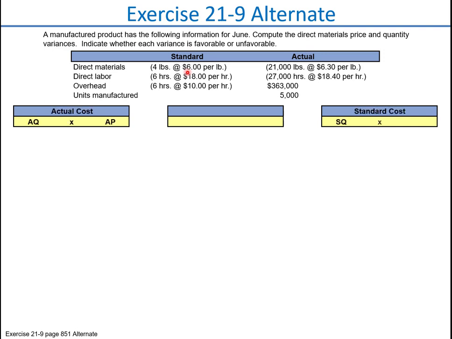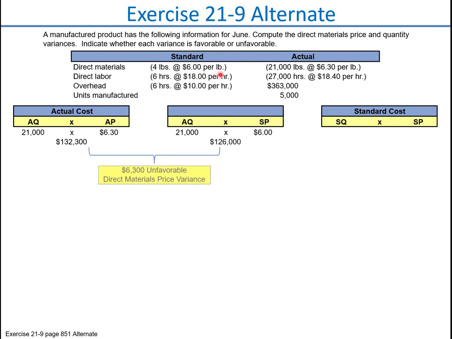Here are the formulas. All you have to do is plug the numbers into these formulas. Actual quantity, 21,000. Actual price, $6.30. Multiply those together. Actual quantity, again, 21,000. Standard price was 6. Multiply. Get the difference. This is a price variance. You can see the quantity is the same because we used actual quantity. They paid more than the standard, so this one will be unfavorable.